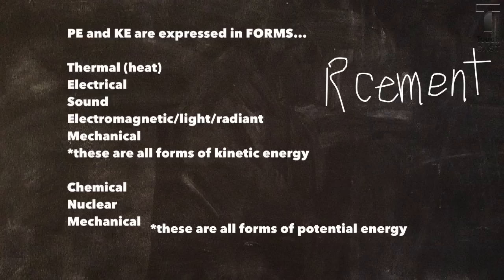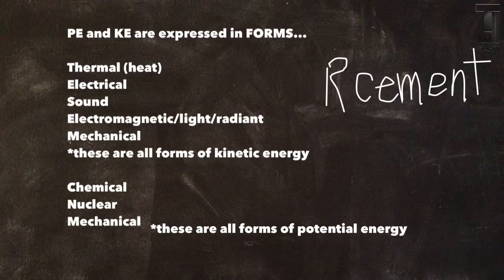You'll notice that I've listed for you the different forms: thermal energy, electrical energy, sound energy, mechanical energy, and electromagnetic. And you'll notice that for electromagnetic, I gave you three different ways to see that. Light energy is the same as radiant energy, is the same as electromagnetic energy. These are all forms of kinetic energy. Thermal energy, the particles are moving, there's motion. Electrical energy, the electrons are moving, and so on and so forth.